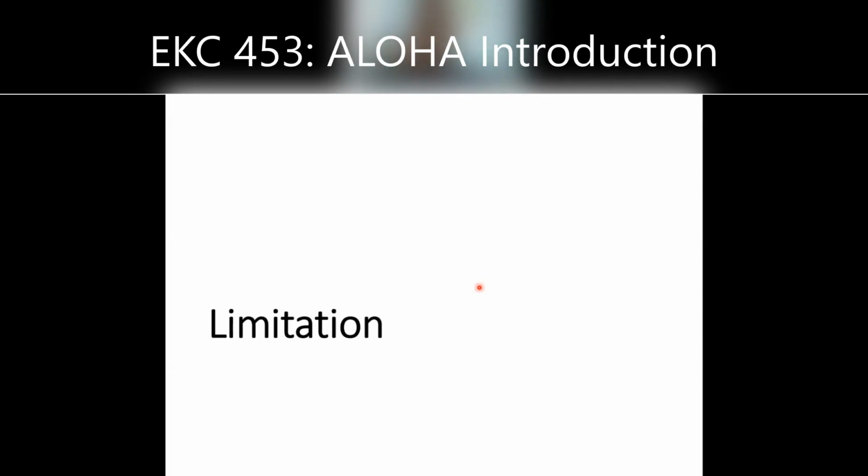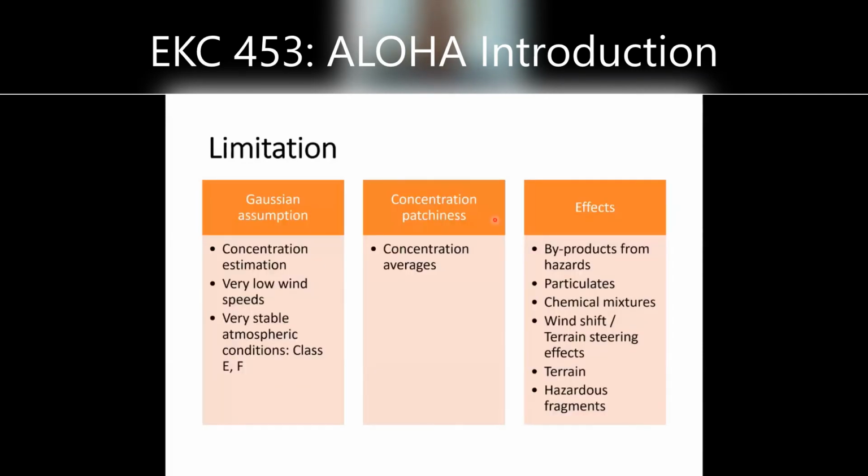Okay, but ALOHA also has some limitations due to its assumptions. ALOHA uses the Gaussian assumption. Remember your gas dispersion, you have your Gaussian gas dispersion. That Gaussian assumption has been applied for gas concentration estimation, so it is affected under very low wind speed conditions. If your condition is very low wind speed, your estimation in ALOHA will most probably either overestimate or underestimate.